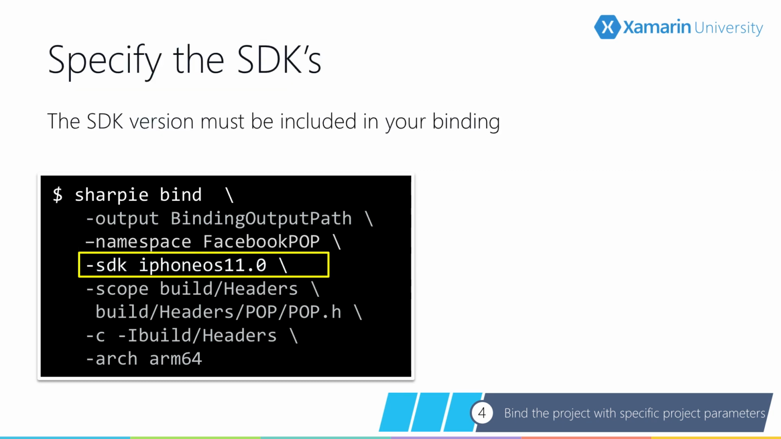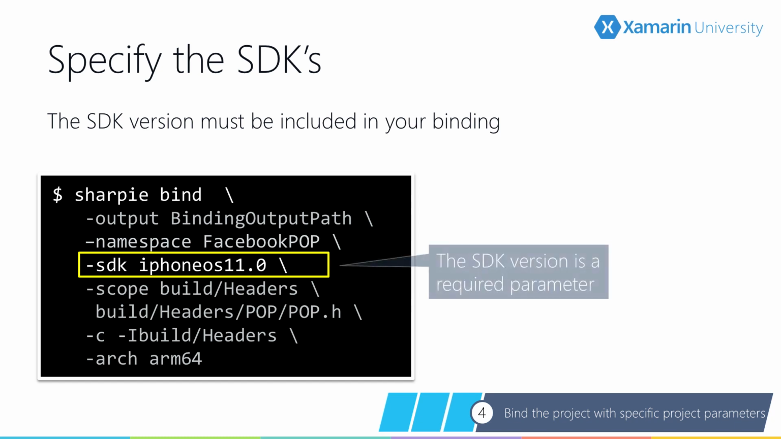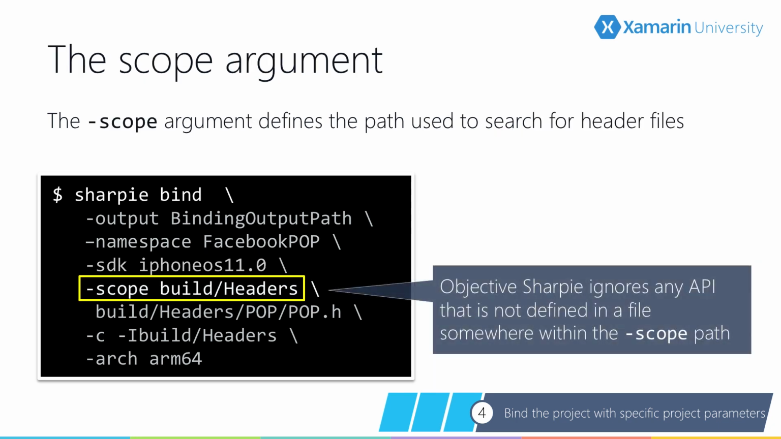Specifying the SDK version to use in your binding is a very important aspect and must not be left out. For example, if your binding requires iPhone iOS 11, then you'll have to specify this. The important aspect to remember, though, is that SDKs are managed via Xcode, and you will have to download additional SDKs as required using that tooling.